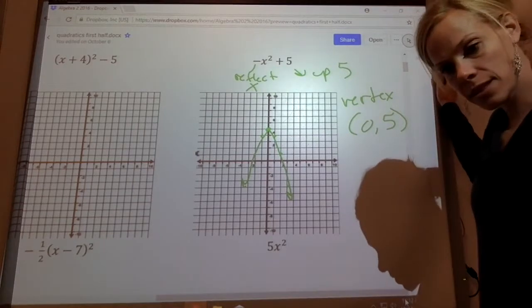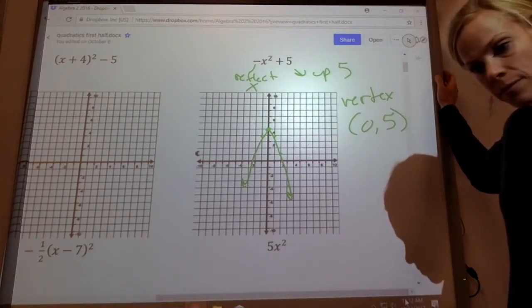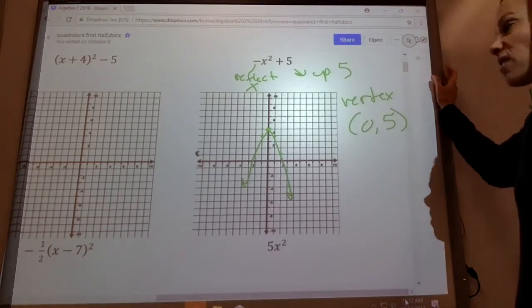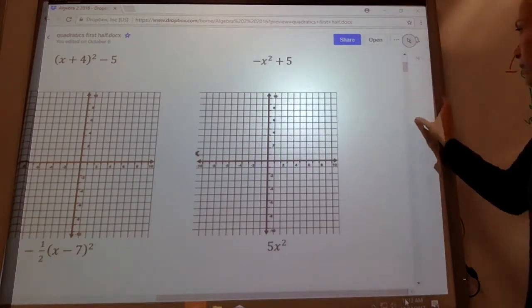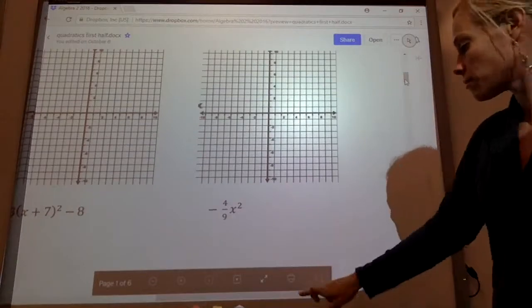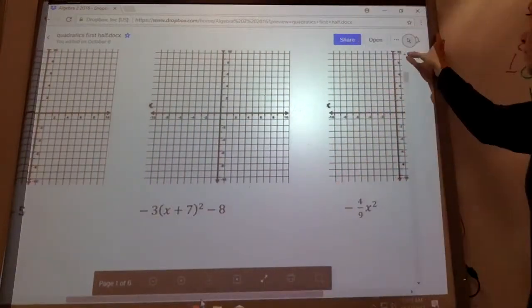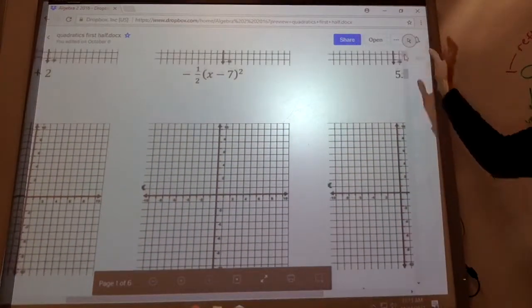Maybe let's skip and do one with a stretch or compression. I think we're getting it. Sometimes I have too many examples because I just don't know how fast we're going to get it.